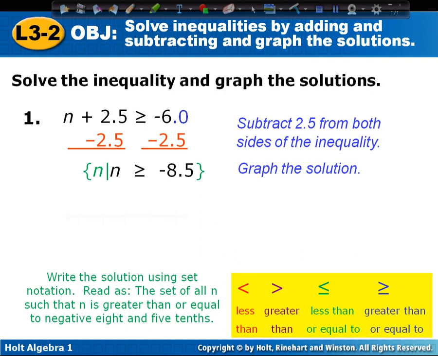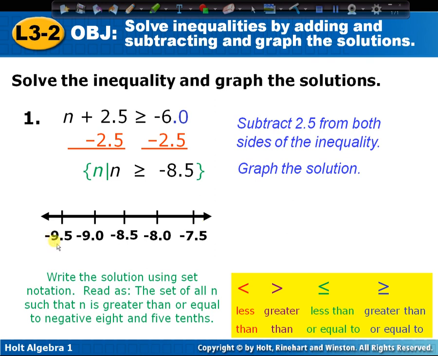Now we're going to graph it on a number line. We always put this number right here, the number that we got, in the middle, and then we're going to put 2 numbers less than that number and 2 numbers greater than that number. So I'm going to put negative 9.5, negative 9, negative 8.5, negative 8, and negative 7.5. Please remember that negatives go opposite than positives here, so make sure that you have these down correctly.